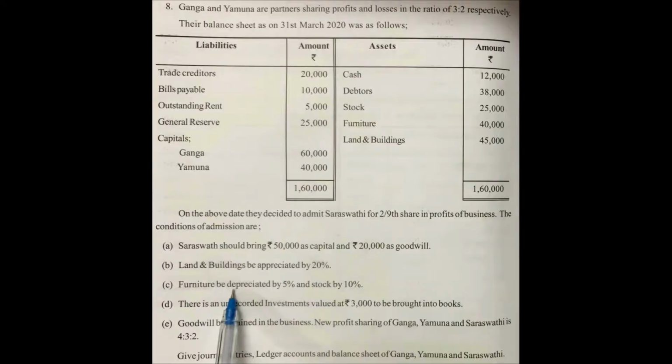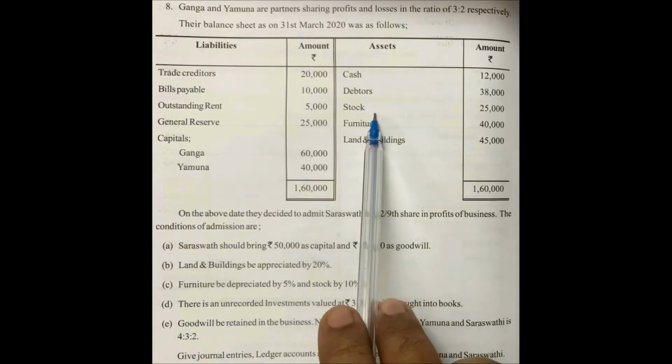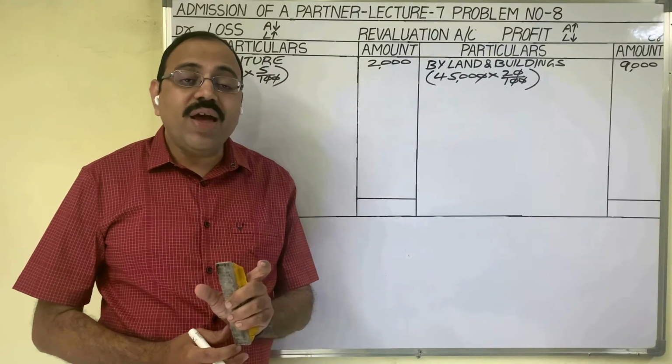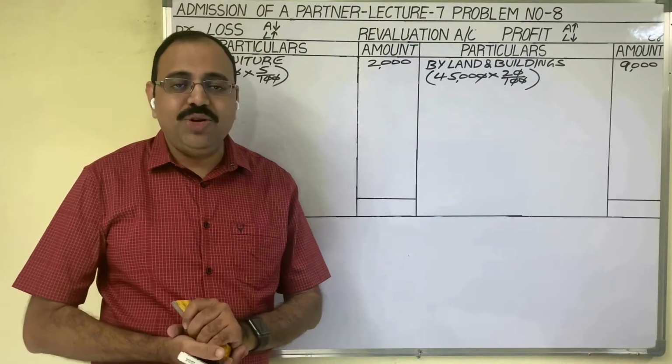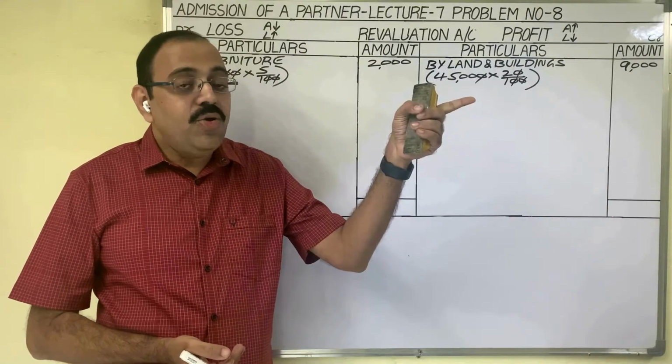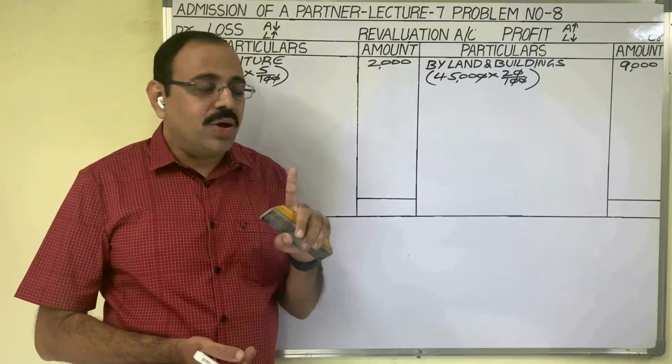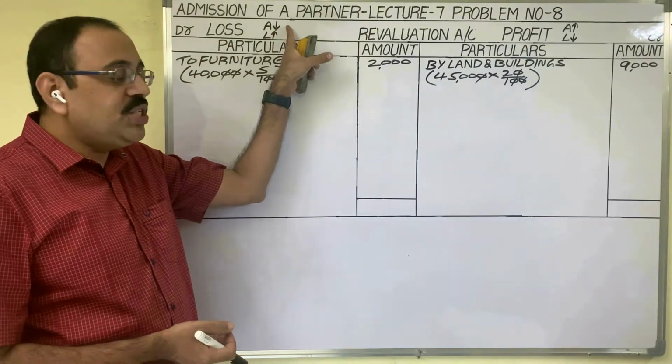2,000 rupees. Next adjustment: stock should be depreciated by 10%. In the old balance sheet, stock value is given as 25,000 rupees. The market value of this stock is reduced by 10%. Stock is an asset, and the asset value is reducing.